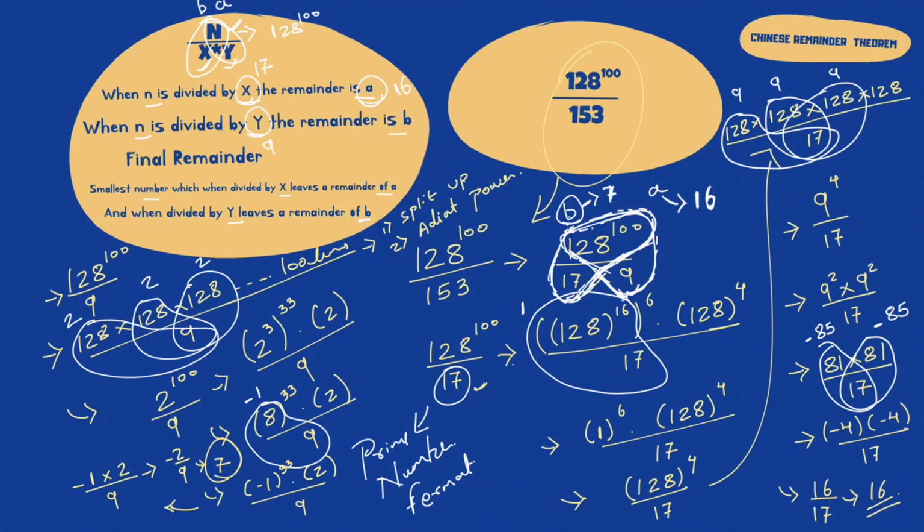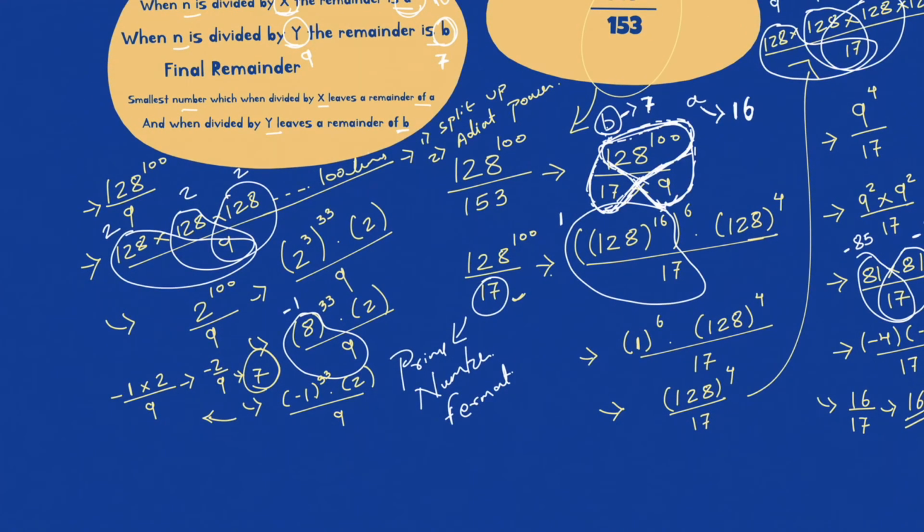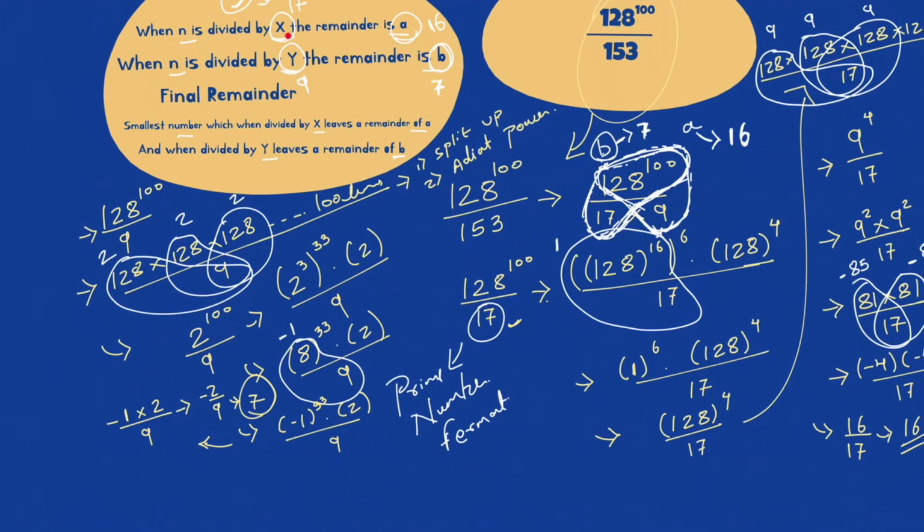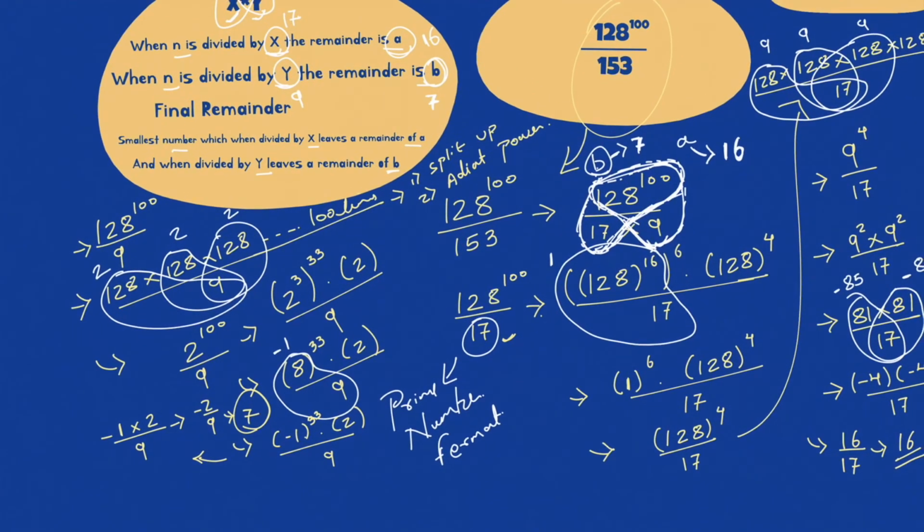So my Y is 9 and my B is nothing but 7. Now here comes the understanding. Now what do I need? What is my final remainder of this? The smallest number which when divided by X, X is nothing but 17, leaves a remainder of 16, and that has to be the smallest possible number. So start thinking, which is the smallest number divided by 17 leaves a remainder of 16.